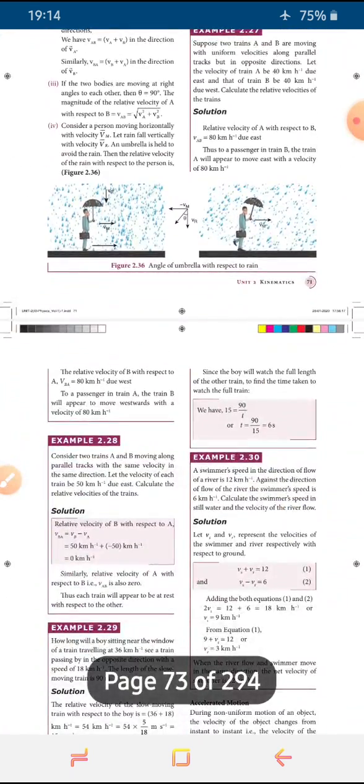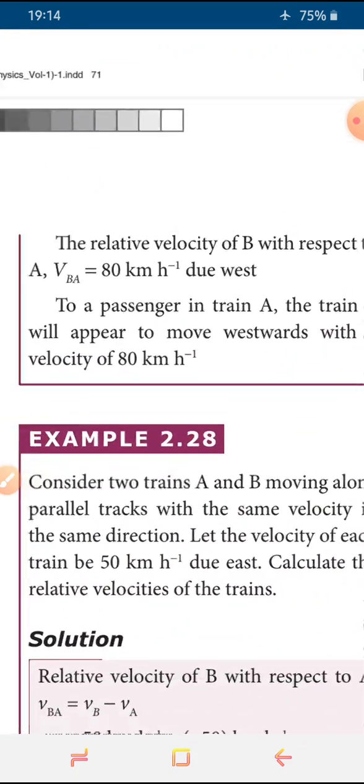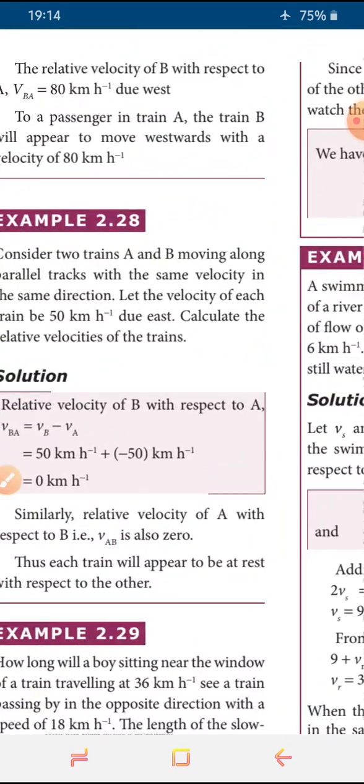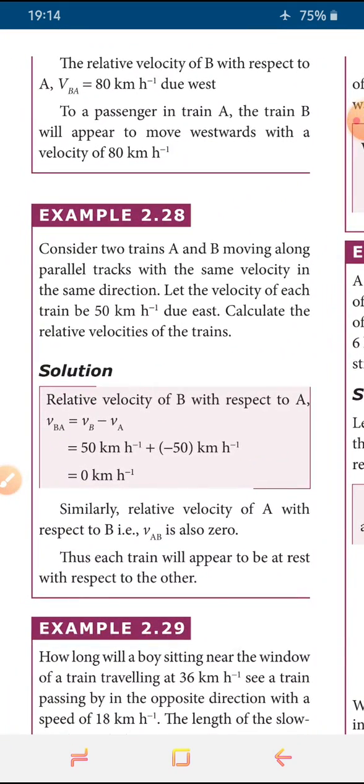Now the relative velocity of B with respect to A, V_BA, is 80 km per hour due west, and to a passenger in train A, train B will appear to move westwards with a velocity of 80 km per hour. So when the trains move in opposite directions, the velocities are added, but the appearance is different for the passengers of different trains. That is very clear from this example.